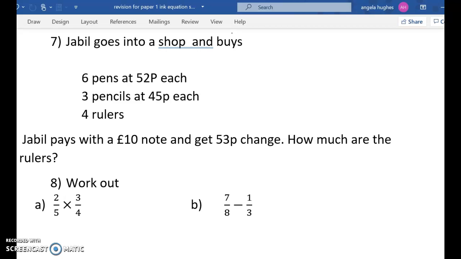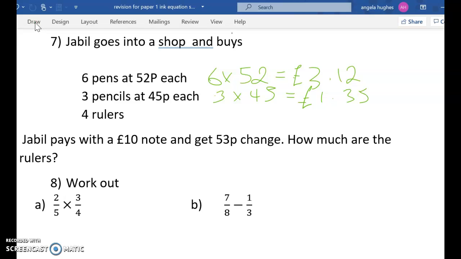Okay, so first of all, you've got to do 6 times 52p. So there's many different ways to do that. You could do 6 times 50 and then 6 times 2, or you could use your own grid method or whatever. Okay, so if I do this one here, I end up with £3.12. Okay. Then I've got 3 lots of 45p, which leaves me with 135.